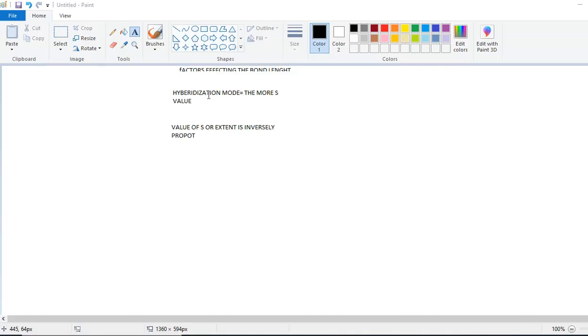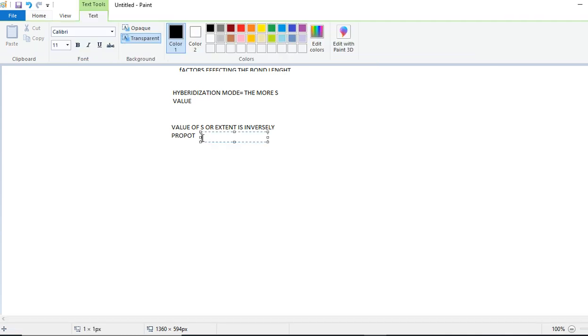About the factors affecting the bond length. The second one is hybridization mode. What is hybridization mode here? Hybridization mode basically means the more the value of s or the extent of s character, the less the bond length. So the value of s character is inversely related.